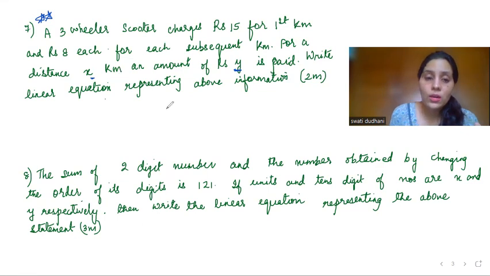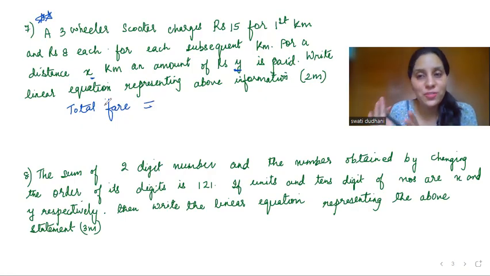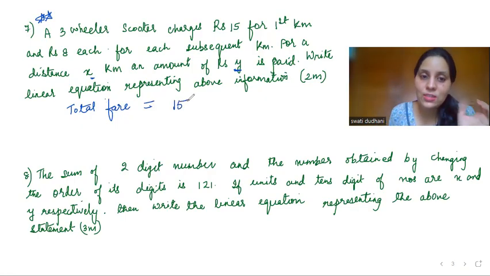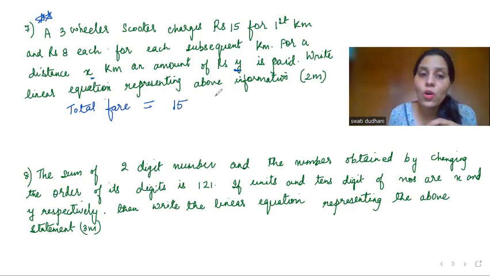So here you need to find the total fare. See, total fare, total amount will be equal to. For the first kilometer, the charge is fixed, 15. So let me write, for the first kilometer, it is 15. When you need to find the total, it is always addition.